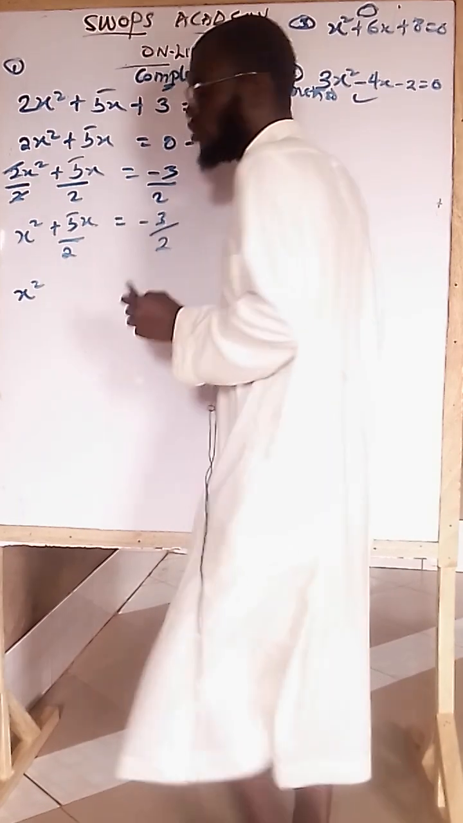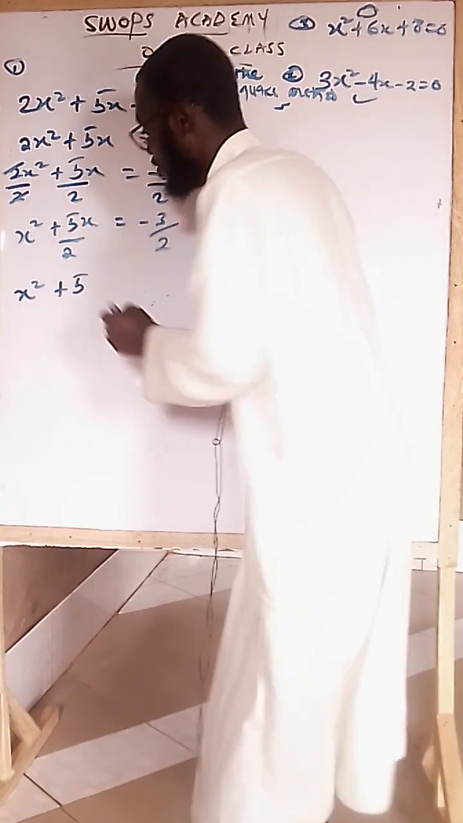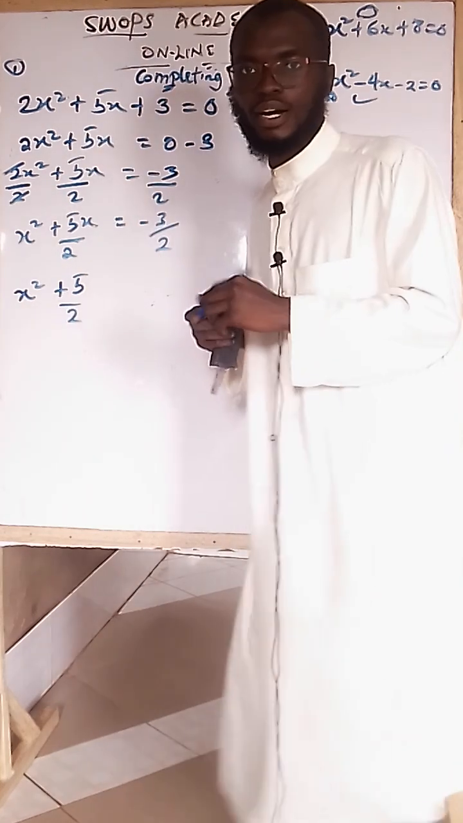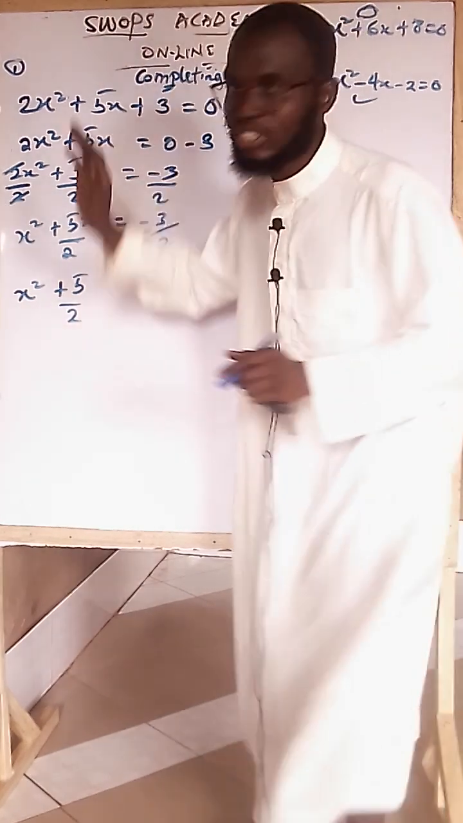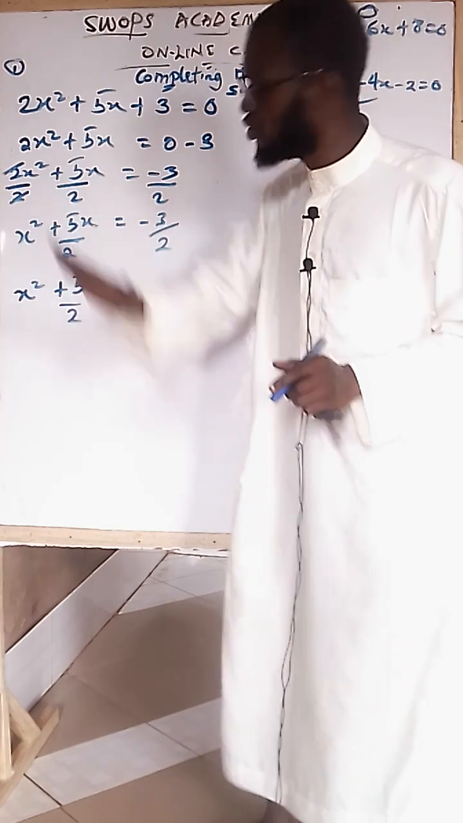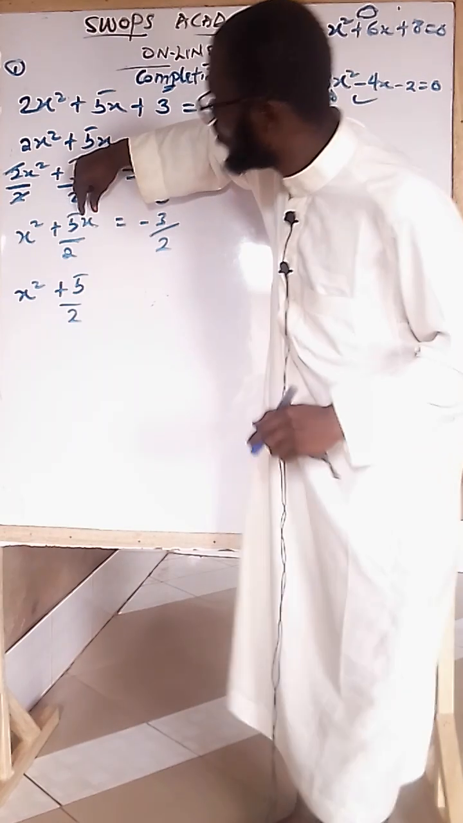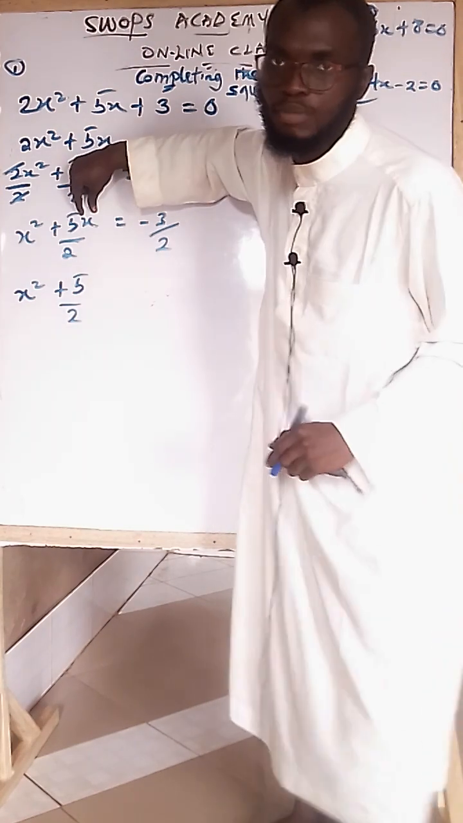x squared, in order to make things easier, plus 5 all upon 2. My listeners, to avoid repetition, you can do it a different way. But due to the time factor, let me just skip that and remove this x automatically from it.